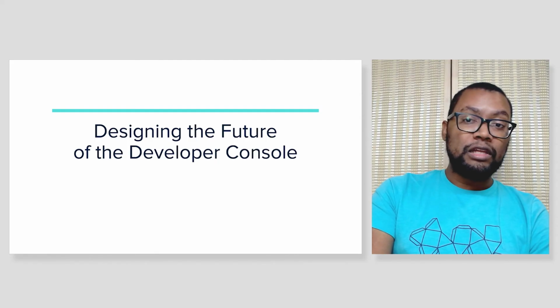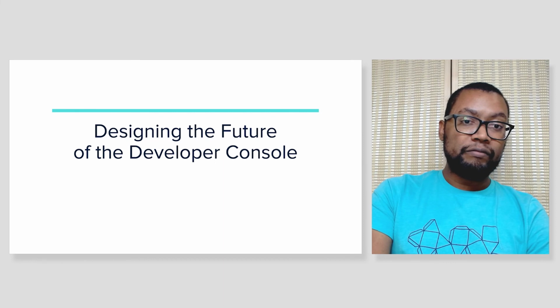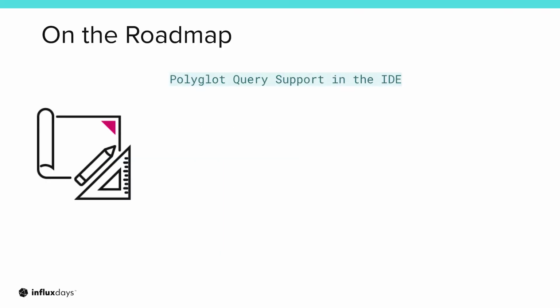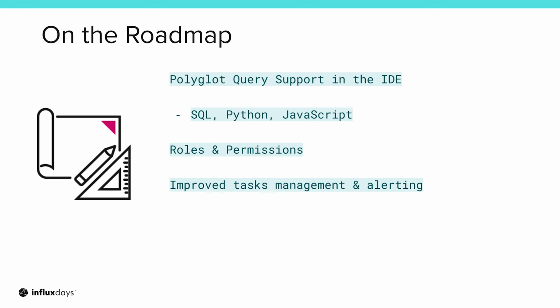So what does the future look like for the developer console? Well, a few things we have coming up on our roadmap are multi-language support in the built-in IDE, specifically for SQL, Python, and JavaScript. The ability to have a bit more control over who has access to what in your instance. The ability to rerun your tasks easier from within the UI and build better alerting. And the ability to call your scripts that you save from an API endpoint.